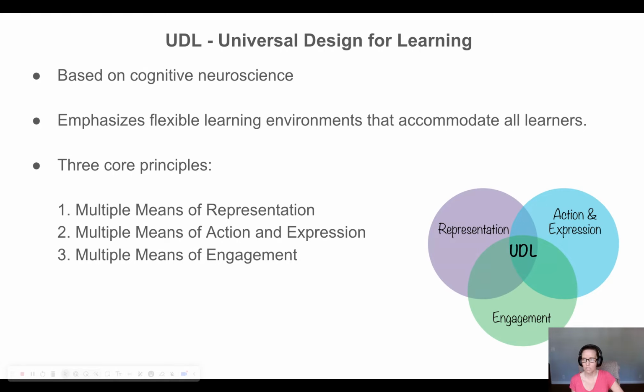So if you take a look, this is definitely based on cognitive neuroscience, and you can see here from the representation, action and expression and engagement, all of this coming together to find that sweet spot in the middle for the universal design for learning. And we want to make sure that we are understanding all 3 and how they come together to make that perfect spot in the middle.